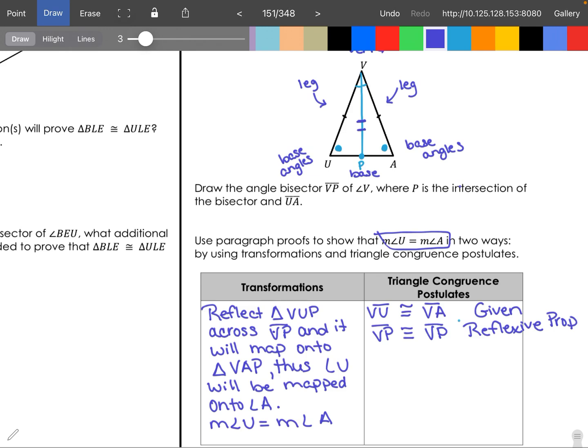Okay. So I've got a side and another side. And what did that angle bisector create? It created congruent angles. So let's name those congruent angles. I'm going to name the first angle UVP, and it's going to be congruent to angle AVP. I had to make sure that my corresponding vertices are all lined up. And I know that those are congruent because that is the definition of an angle bisector.